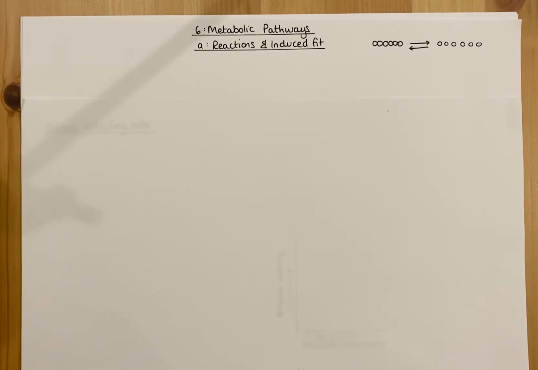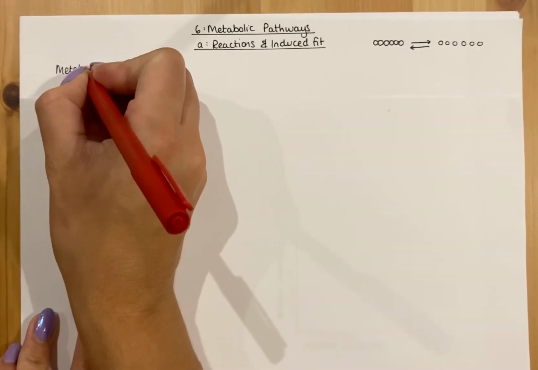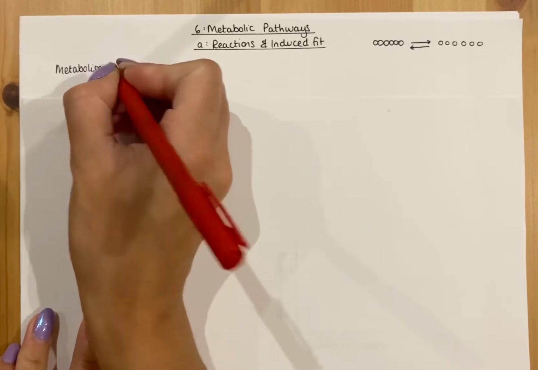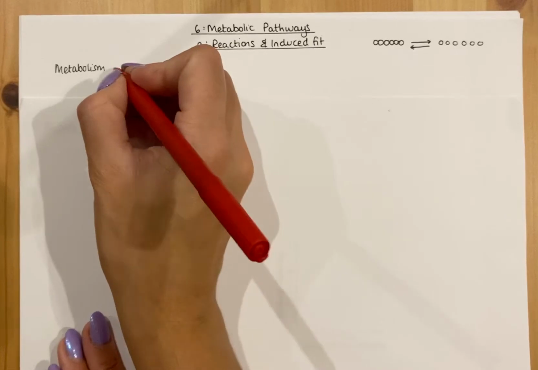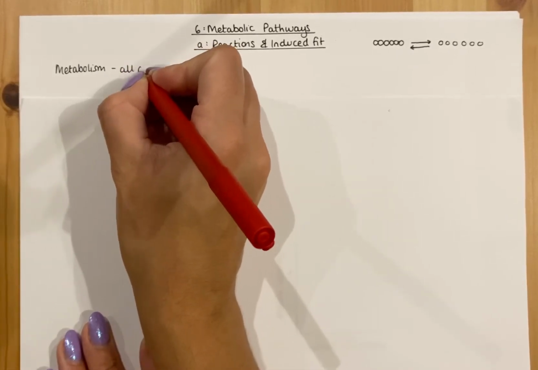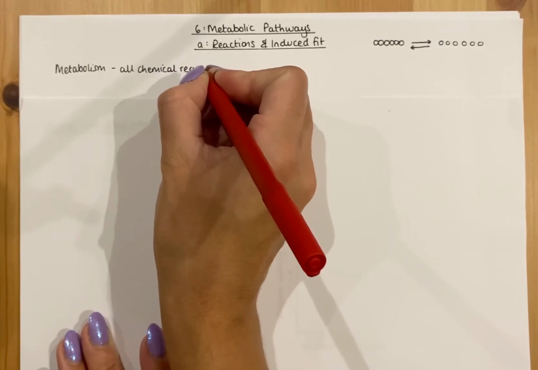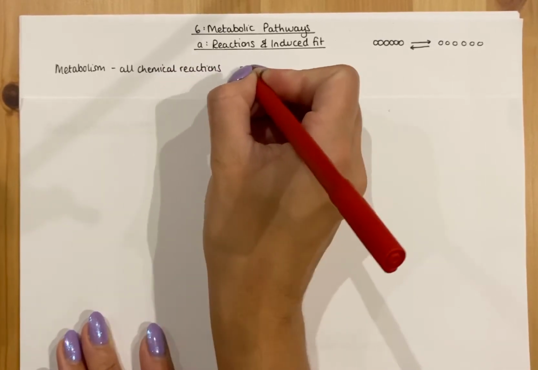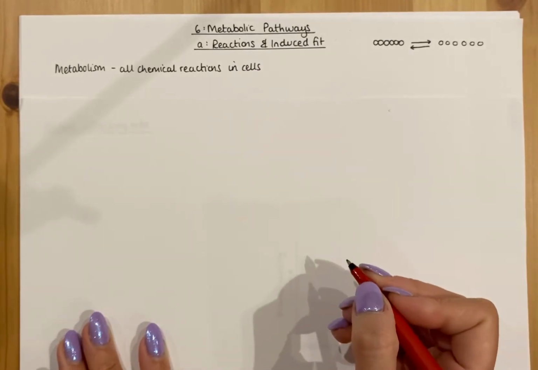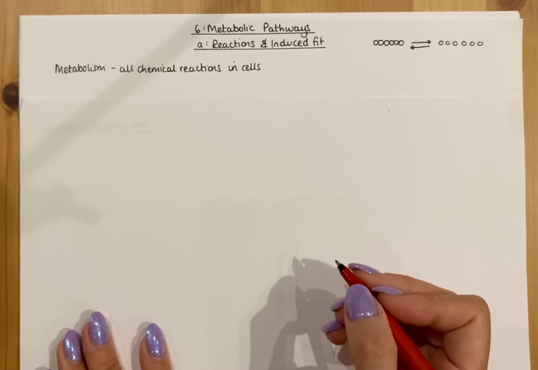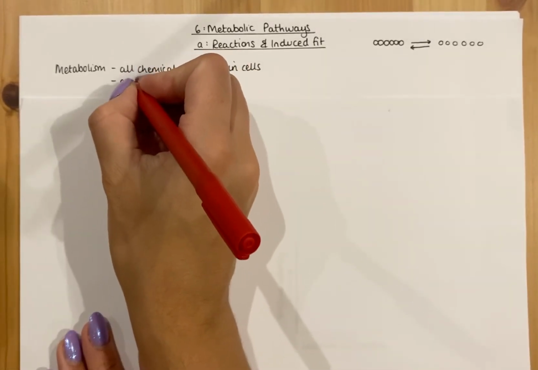So the first thing we need to talk about is metabolism. Now, metabolism is often discussed quite conversationally about people having fast or slow metabolism, but as a definition, it is all the chemical reactions within your body, and specifically in your cells. Now, because these are chemical reactions, they occur in the cytoplasm, as with most chemical reactions, and they're also controlled by enzymes.